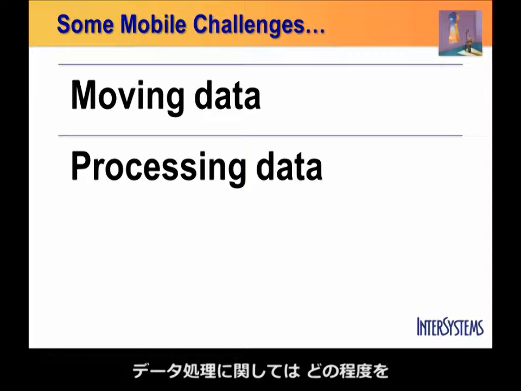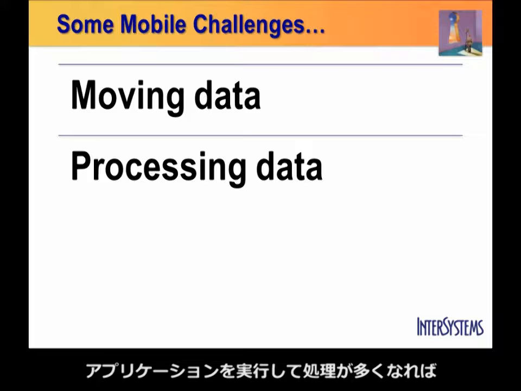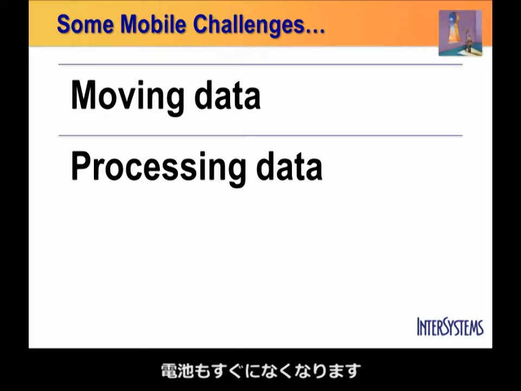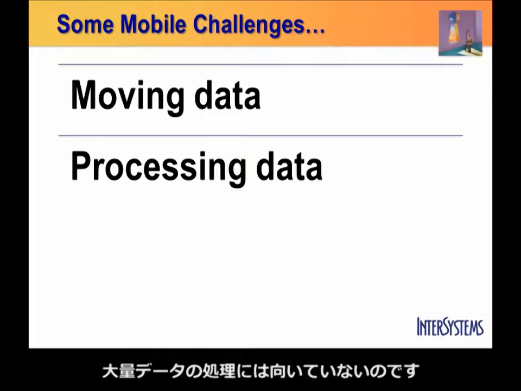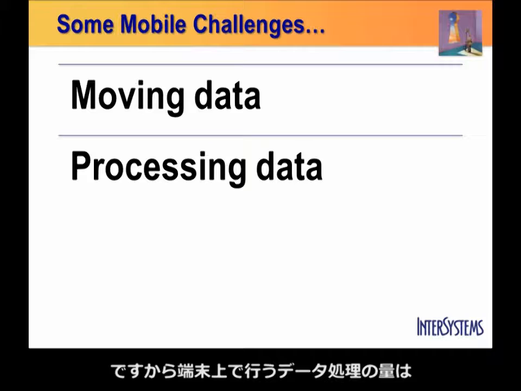Processing data. So are you going to do the processing on the phone? And how much processing are you going to do on the phone? Because, again, a mobile device has some very scarce resources. Battery life on a mobile device can be used up very quickly if you have an application that's doing a lot of processing, right? So it's not designed for very heavy processing. So you need to make sure that you minimize the amount of data processing that you actually do on the device, and instead do all of the processing somewhere else, and we'll take a look at where.